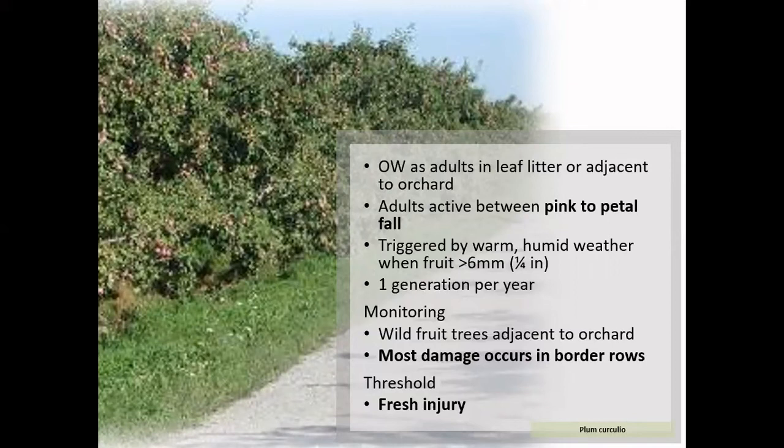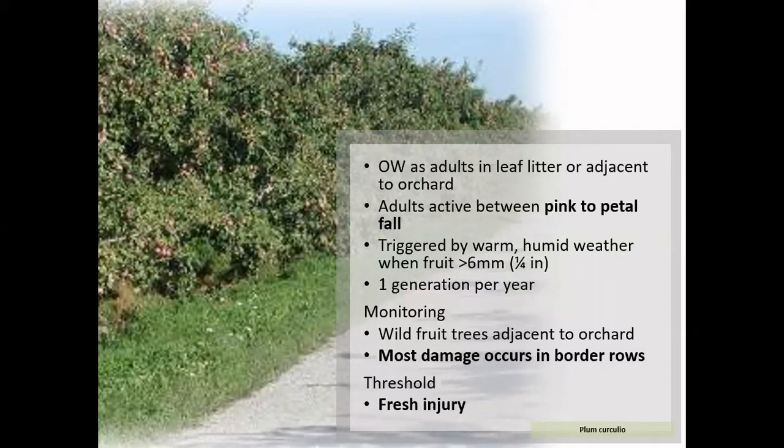Plum curculio overwinter as adults, either in the leaf litter on the orchard floor or, more commonly, adjacent to the orchard, typically in woodlots or hedgerows beside the orchard. Adult activity begins about pink and continues until petal fall. This activity is usually triggered by warm, humid weather, often when the fruit is just starting to develop. Because they often migrate into the orchard, monitoring along those perimeters or in wild fruit trees adjacent to the orchard gives an early indication of plum curculio activity.